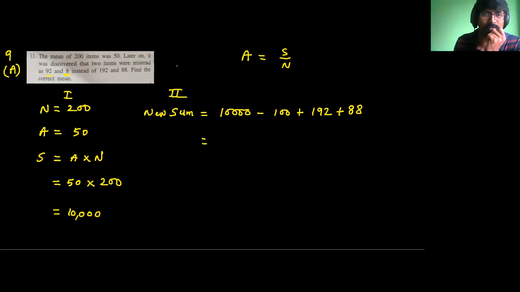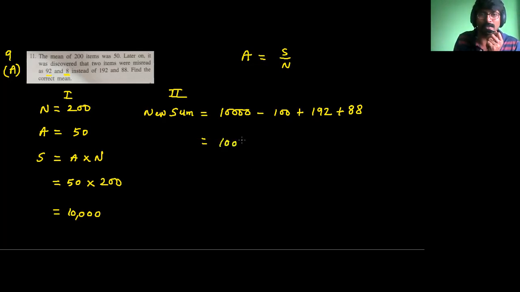Some people are saying, "Sir, can you repeat it?" No problem. It was discovered that the two items were misread as 92 and 8. But while calculating this average, they had taken this 92 and 8 into consideration, whereas the actual numbers were 192 and 88. So first of all, I'll remove this 92 plus 8, that is, I'm removing 100 and I'm adding the new 192 and 88. I hope you got that. Basically, that is what most people don't understand.